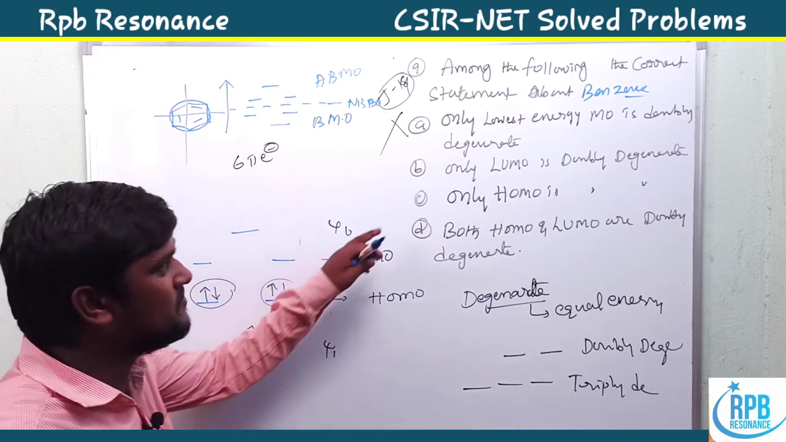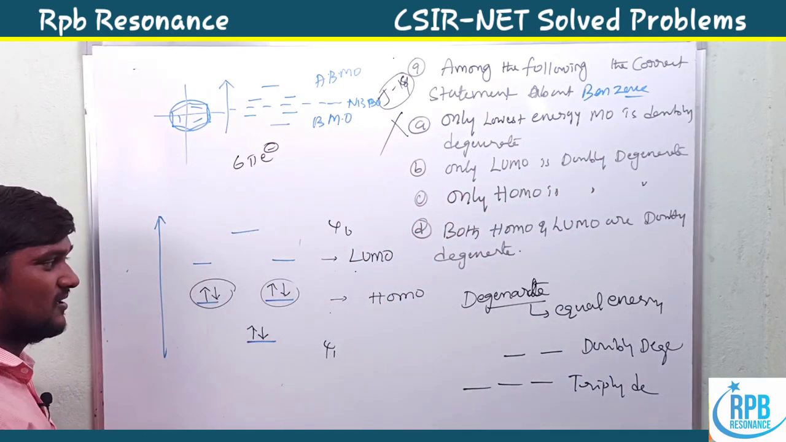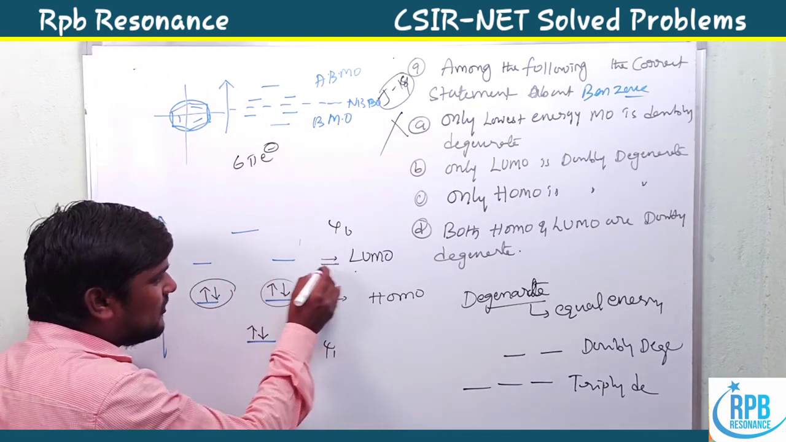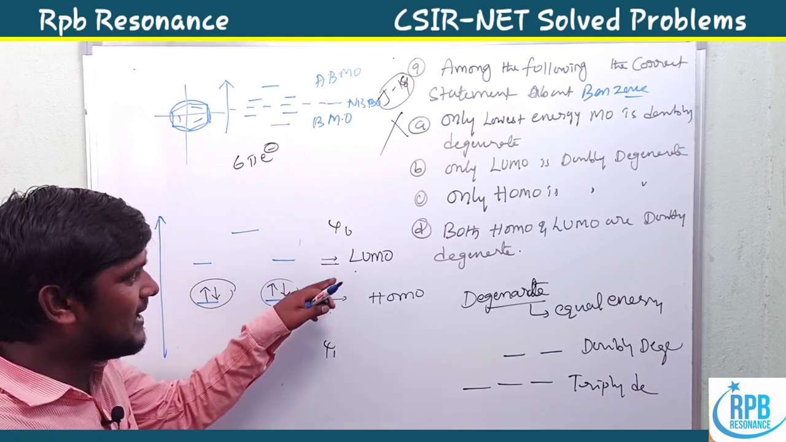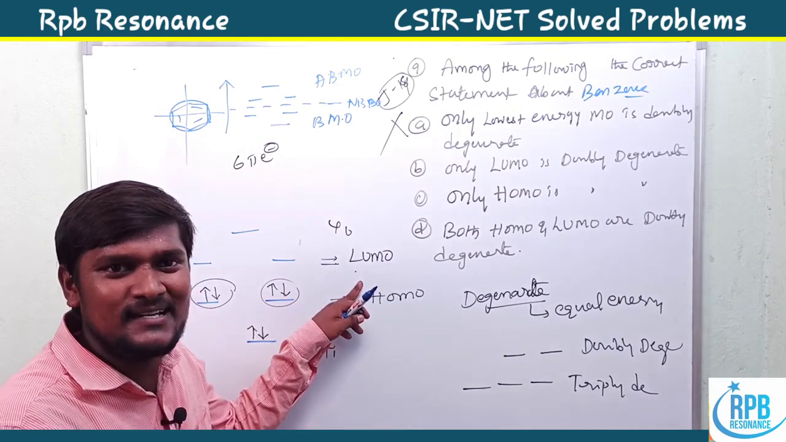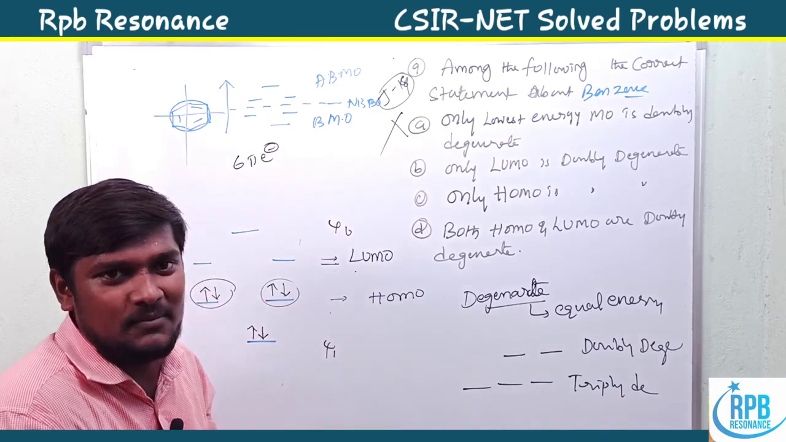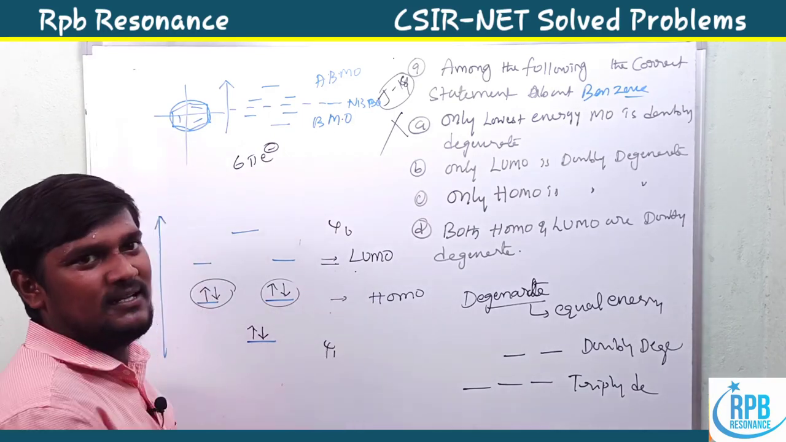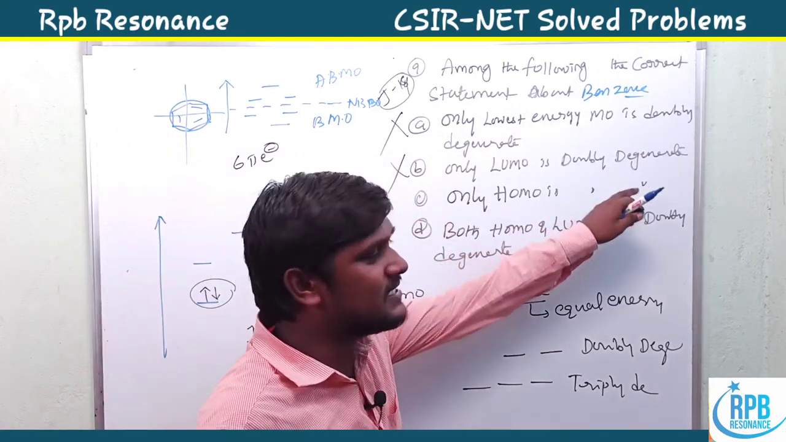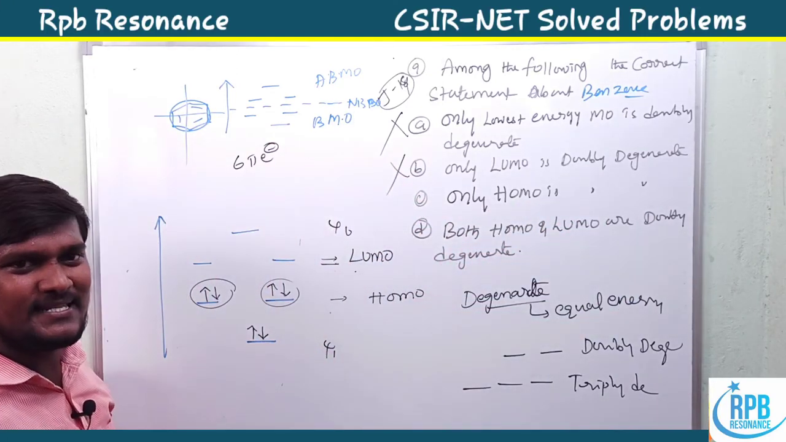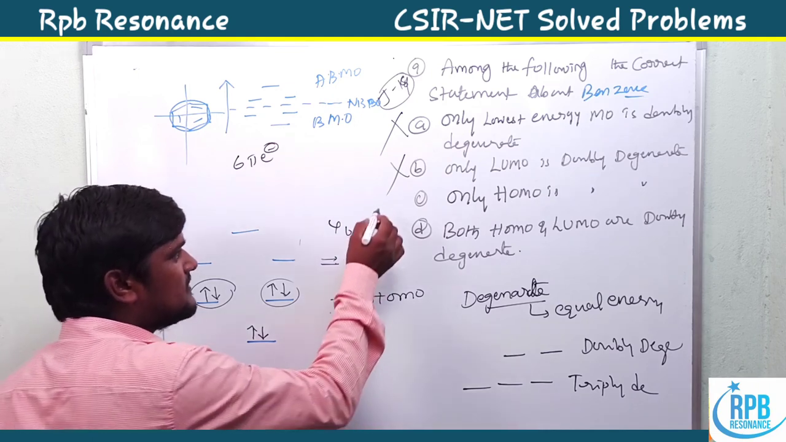Now let's move on to option B: only LUMO is doubly degenerate. This is the LUMO, and it has two equal energy orbitals, so it is doubly degenerate. But it is not only the LUMO that is doubly degenerate; HOMO is also doubly degenerate. So B is wrong. Now option C: only HOMO is doubly degenerate. HOMO is doubly degenerate, but not only HOMO. So C is also wrong.